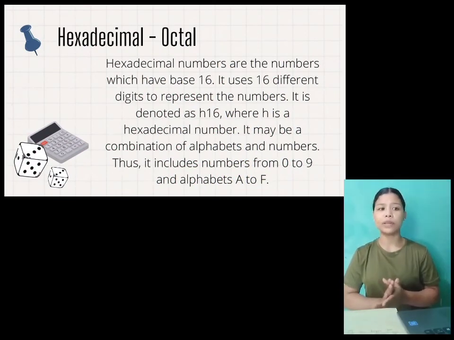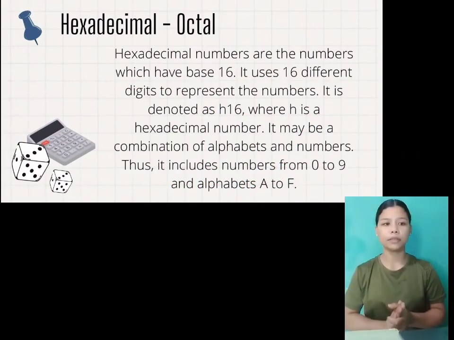Hexadecimal to octal conversion. Hexadecimal numbers are numbers which have base 16. So it uses 16 different digits to represent the numbers. It is denoted as H16, where H is the hexadecimal number. It may be a combination of alphabets and numbers. Thus, it includes the numbers from 0 to 9 and the alphabets A to F.